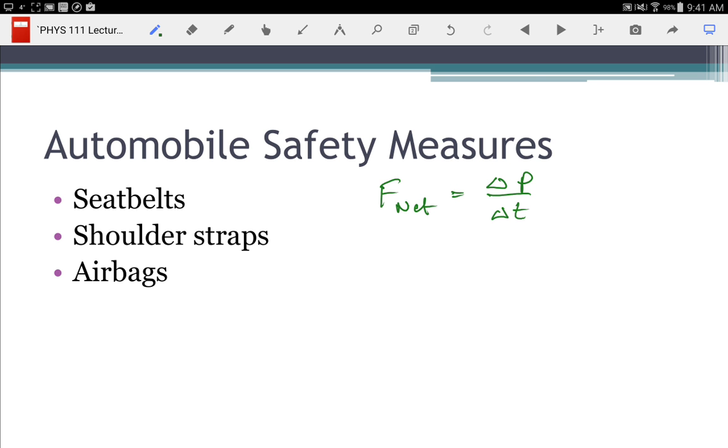Driving without the shoulder strap is really not safe. With the shoulder strap, much safer. And then you have the airbags. Well, what's the point of an airbag?